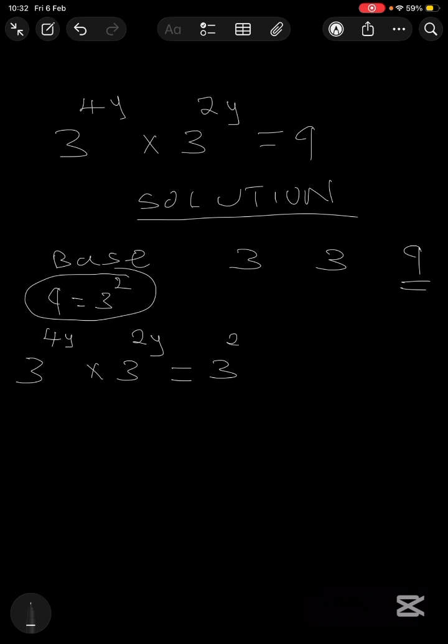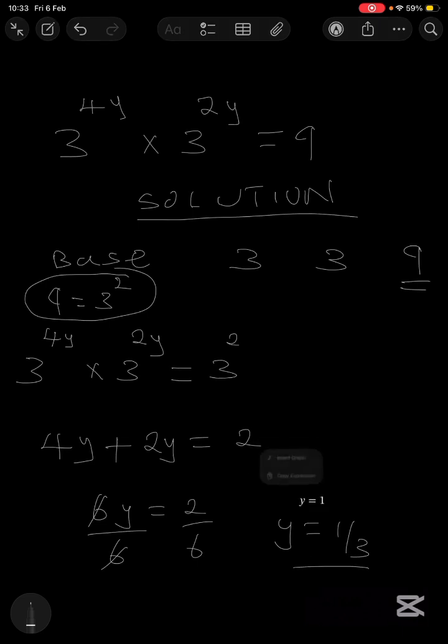After the base is the same, we will now focus on the powers, and we apply the law of indices. Multiplication is the same as addition, so we add the powers. So 4y plus 2y is equal to 2. 4y plus 2y is 6y, equal to 2. Make y the subject, divide both sides by 6. So y is equal to 1 over 3.